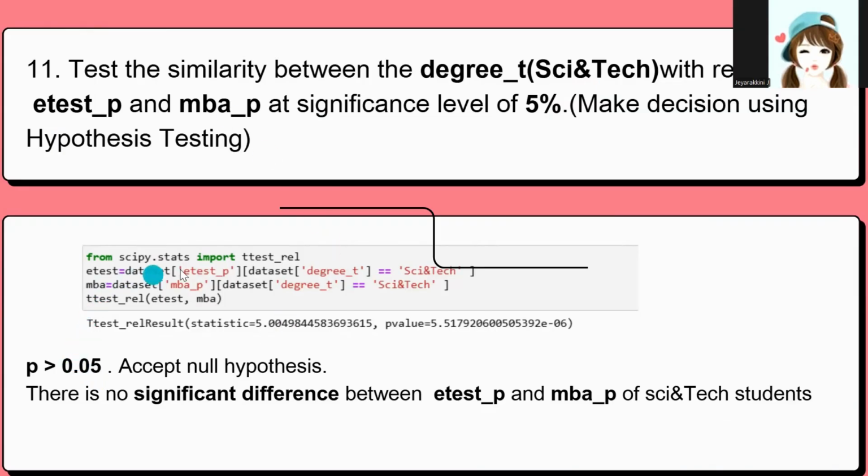So again, I'm using the T test. And after running it, we get 5.51. Our p-value is greater than 0.05, which means there's no significant difference between the employability test percentage and their MBA percentage. Sorry, it's not entrance test, it's employability test and their MBA percentage. They're getting almost equal salaries.